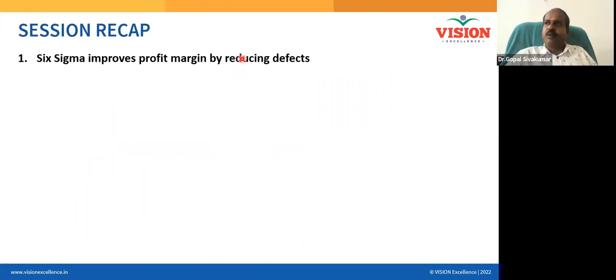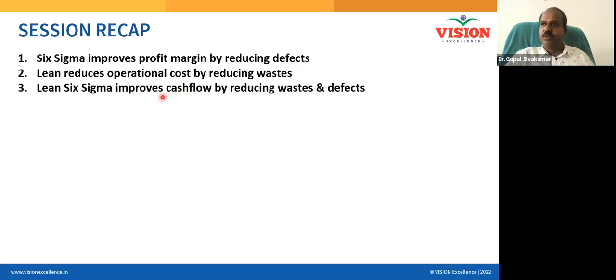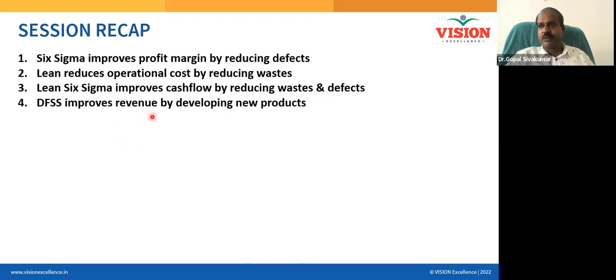Six Sigma improves the profit margin by reducing the defects. Lean reduces your operational cost by reducing the waste, which are fundamentally the inefficiencies. Defects are called ineffectiveness, where defects are happening because your process is ineffective. Waste is happening because your process is inefficient. And Lean Six Sigma will improve the cash flow by reducing the waste as well as the defects. DFSS improves your revenue by developing new products, by expanding your capacity, isn't it?